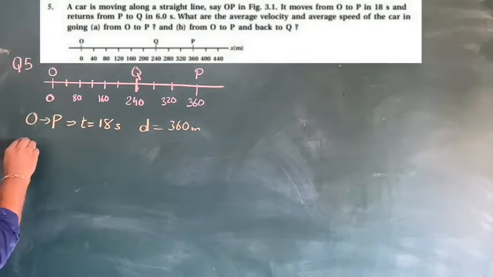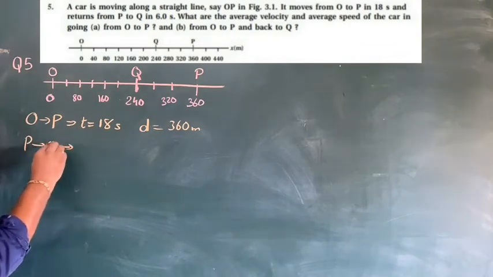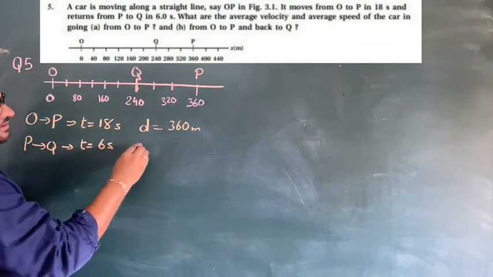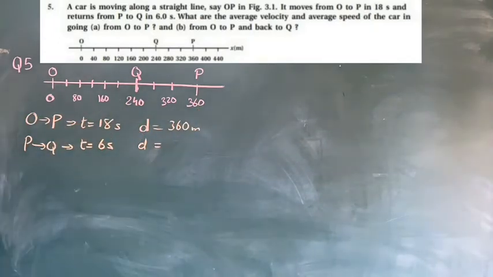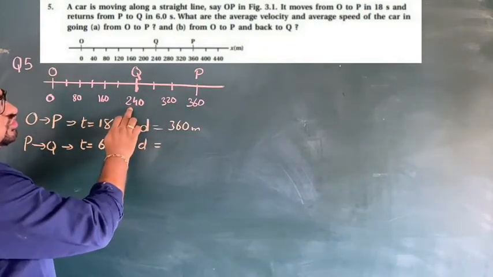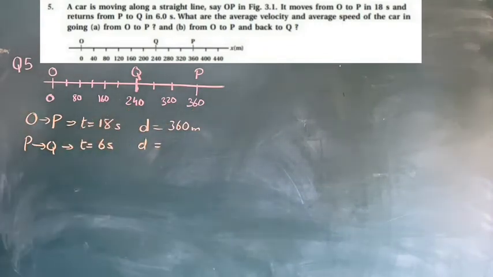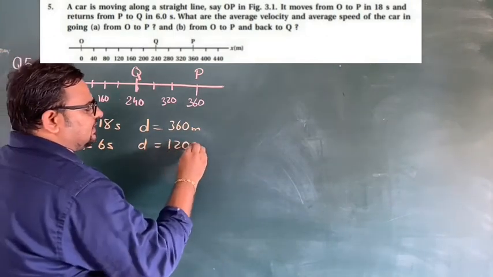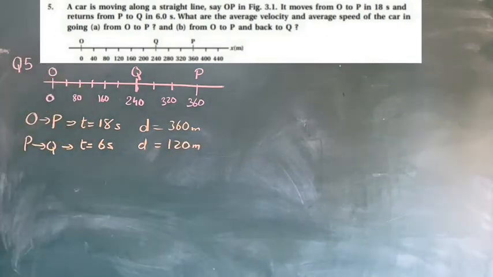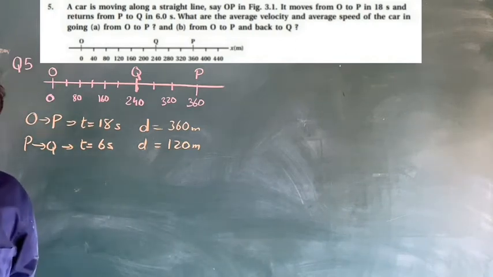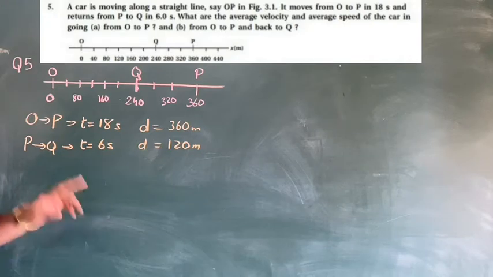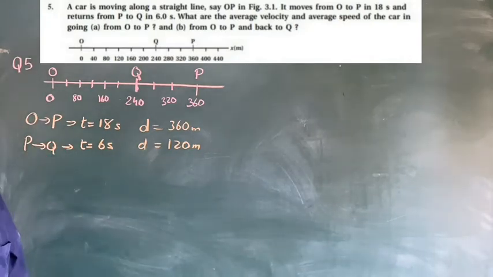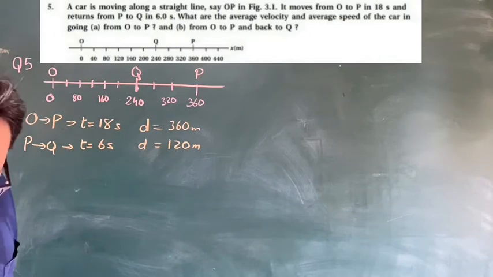Okay, and from P to Q, it takes 6 seconds. At this time, the distance will be from 360 to 240. So 360 minus 240 will be equal to 120 meter. Now you have to find out, there are two questions: the average speed and velocity from O to P, and the average speed and velocity from O to Q. So now let's solve the first one.